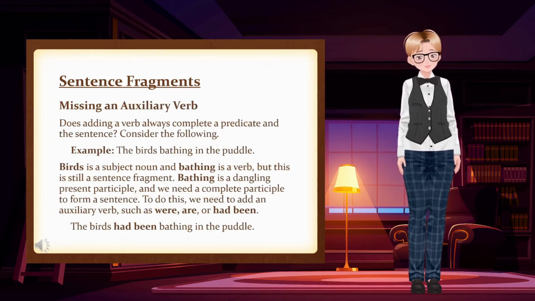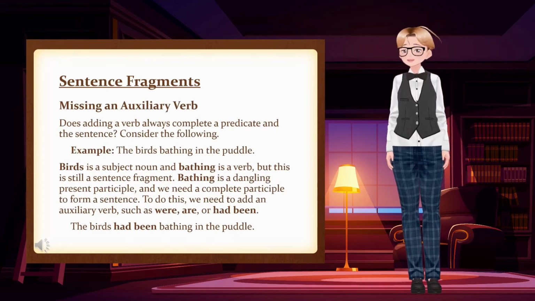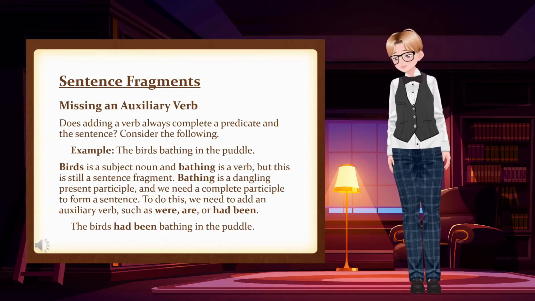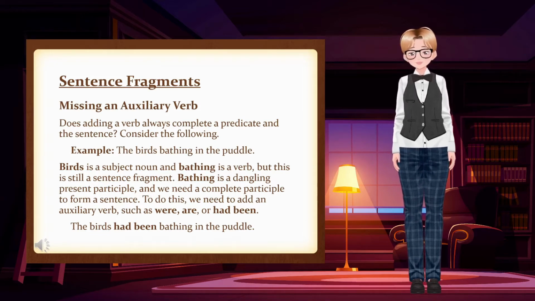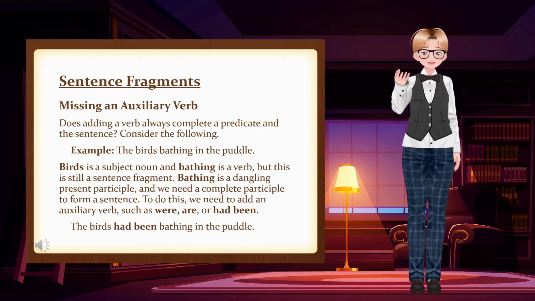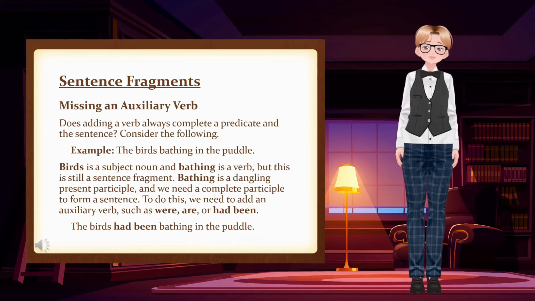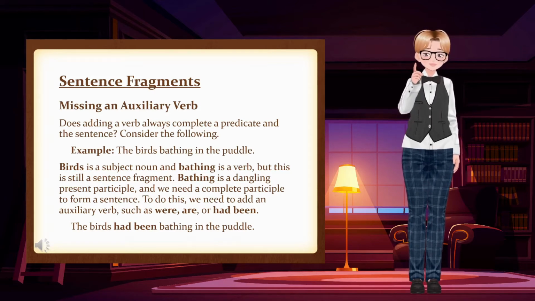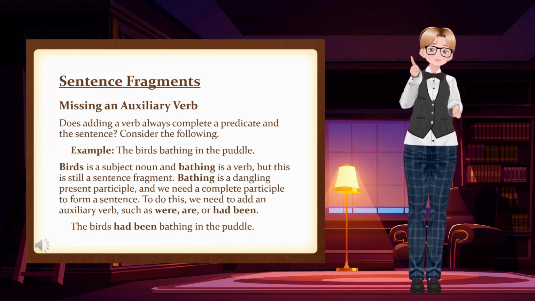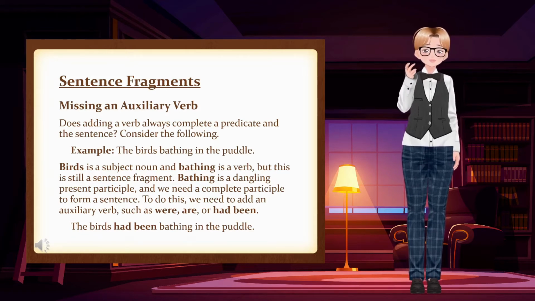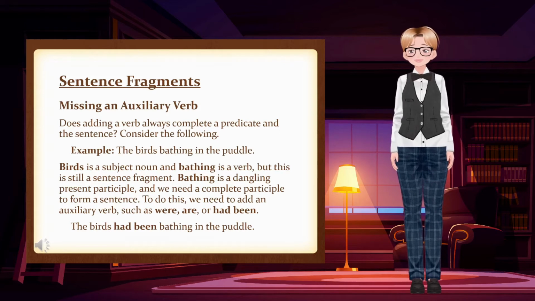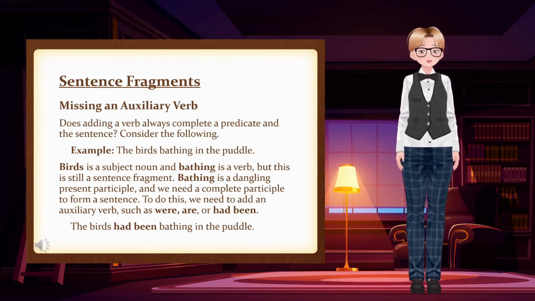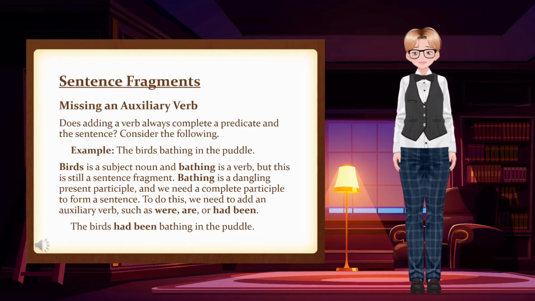Missing an auxiliary verb. Does adding a verb always complete the predicate and the sentence? Consider the following. The birds bathing in the puddle. Birds is a subject noun and bathing is a verb, but this is still a sentence fragment. Bathing is a dangling present participle, and we need a complete participle to form a sentence.